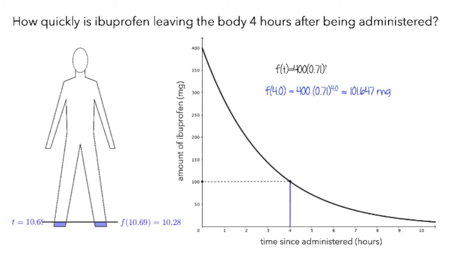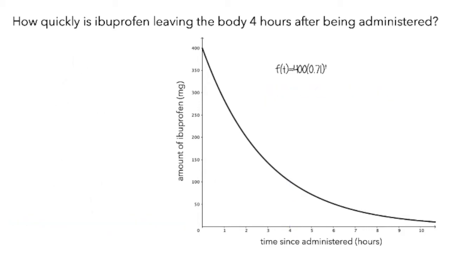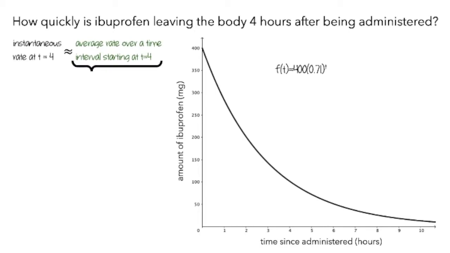Next, we need to try to approximate the instantaneous rate at t equals 4 by computing an average rate over a time interval starting at t equals 4 hours. In this scenario, the average rate is a change in amount of ibuprofen per a change in time. To start, we'll use a 3-hour change in time.